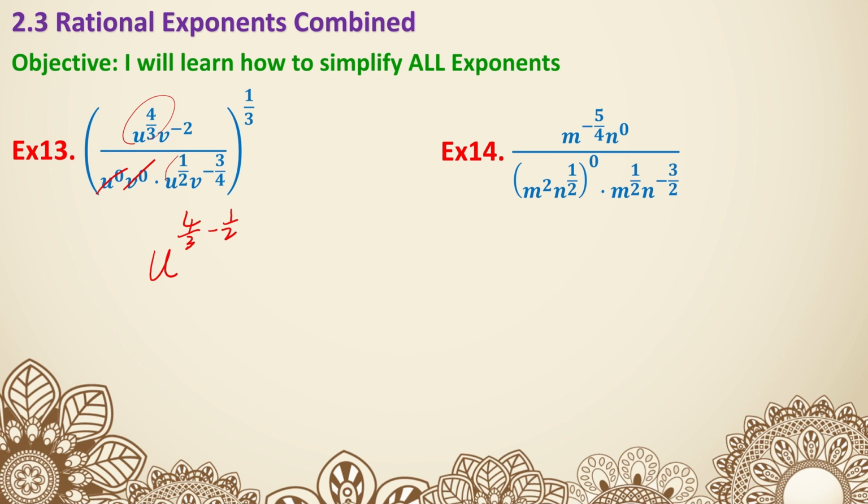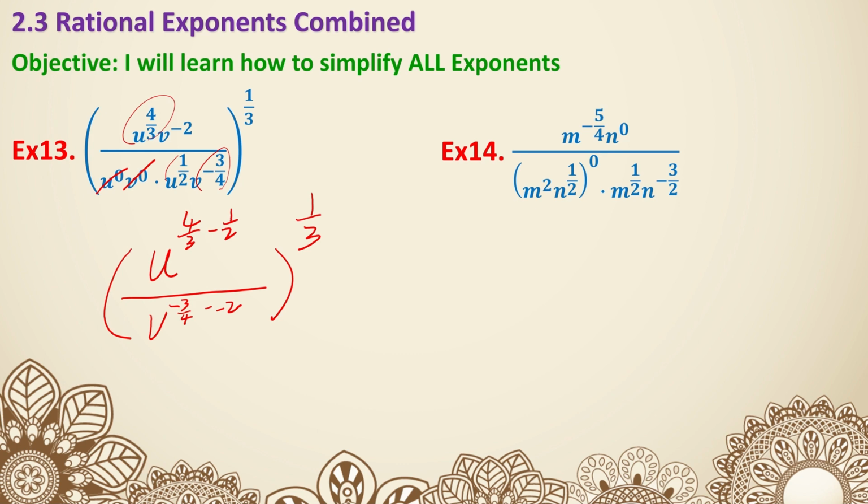Because they're both negative numbers, even though you might think, oh, 2 is bigger, since they're both negative, it's actually negative 3/4 that's bigger. So the whole thing will go to the bottom. So it's v to the negative 3/4. Since you're subtracting a negative 2, that has become a plus 2. The whole thing to the 1/3 power.